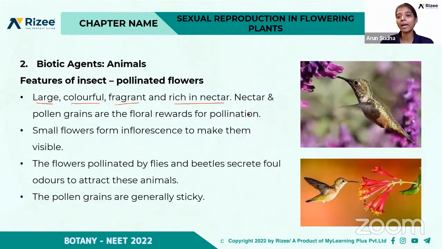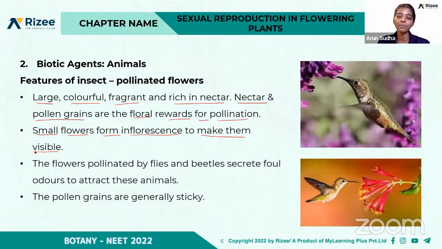So nectar and the pollen grains are the floral rewards for pollination. Since the flowers have nectar and pollen grains, that is an easy source of food, so it attracts the insects, right? And small flowers form an inflorescence. If the flower is very small, they form a group of flowers, right? So they form an inflorescence to make them visible, so that they can attract the insects. If it is small, the insects will not be attracted, so they form an inflorescence to make them visible.